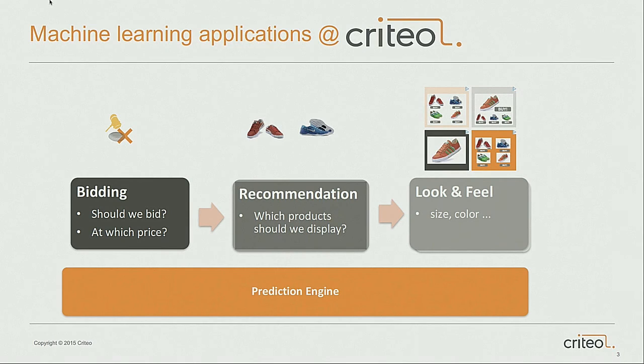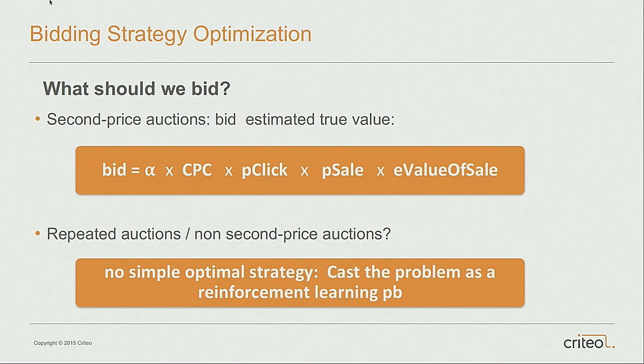Those are the 3 steps where we use machine learning. The first one is the bidding strategy. It means what is the value we should bid to the servers for a given bid request. The second one is recommendation. What are the products we would like to include in the banners? And the last one is the colors, for example, of the banners. So the first one, the most important, is bidding strategy.